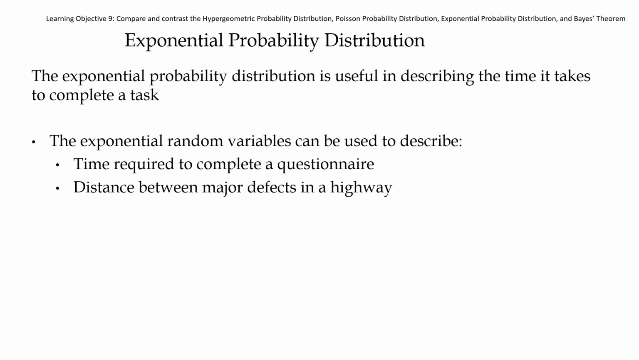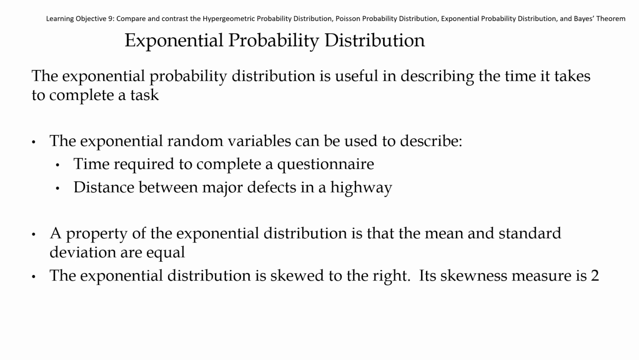Okay, now we are at that final probability distribution, which is the exponential probability distribution. It is very similar to the Poisson distribution, except whereas the Poisson distribution looked at the number of occurrences over a specified interval of time or space, the exponential looks at the specified time or space for a number of occurrences. It can be used to describe the time required to complete a questionnaire or the distance between major defects in a highway. For the exponential distribution, the mean and standard deviation are equal, and it's skewed to the right with a skewness measure of 2.